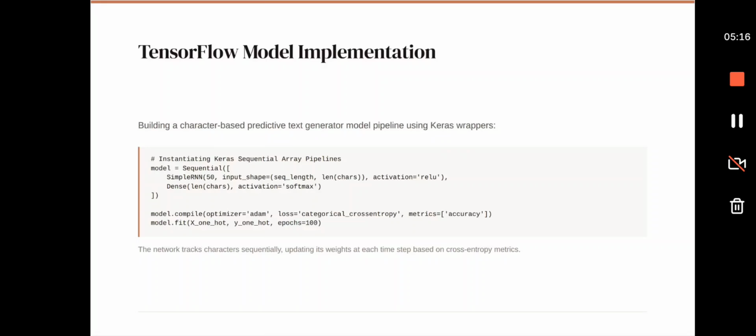For those interested in the implementation, here is a simple implementation using TensorFlow and Keras. We start by building a sequential model and we add a simple RNN layer with 50 units, define our input shape, and use the ReLU activation function. Pointing to the second code block: finally, we compile the model using the Adam optimizer and a categorical cross-entropy loss, and call fit to train on our sequential data. With just a few lines of code, we have the sequential predictions.